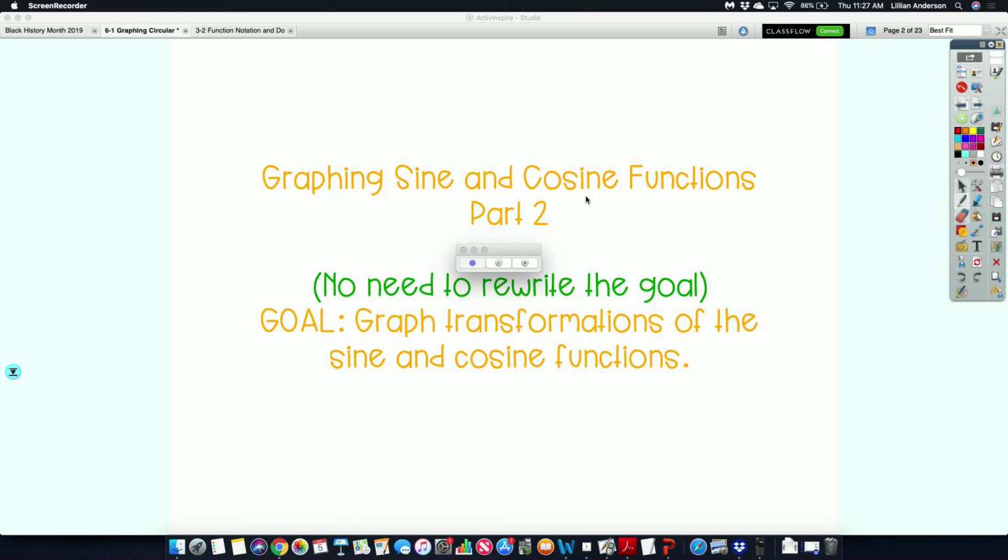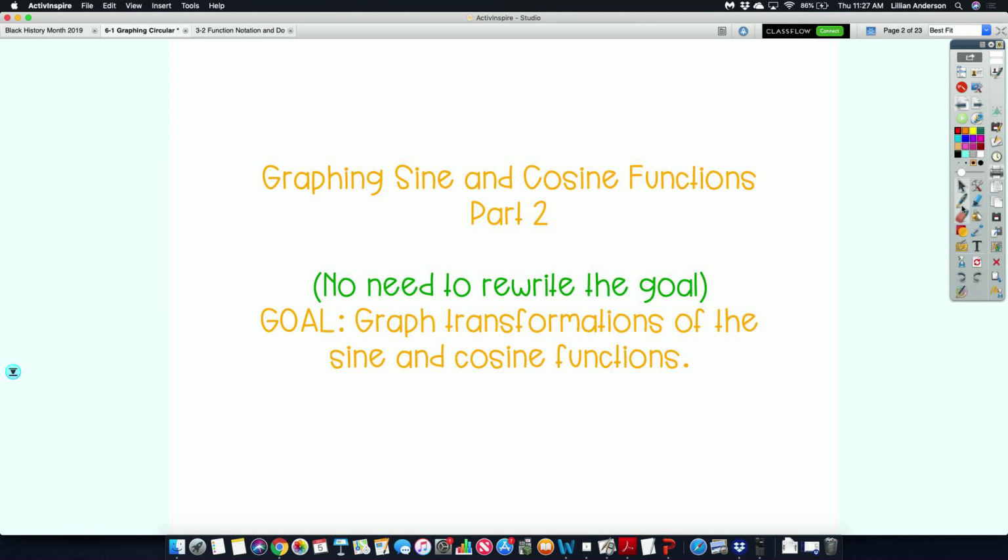We're going to start off with our foldable here. Some of this will be reviewed because we have talked about it. We defined a lot of these terms like amplitude and period in the last lesson, so we're going to redefine them and continue to practice with them. But the main thing is we're continuing to graph these functions, this time more complex, more detailed functions.